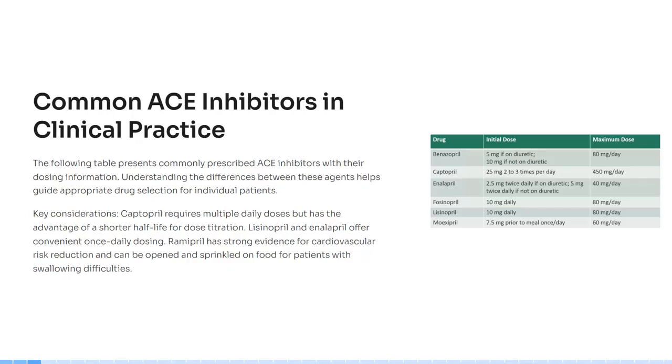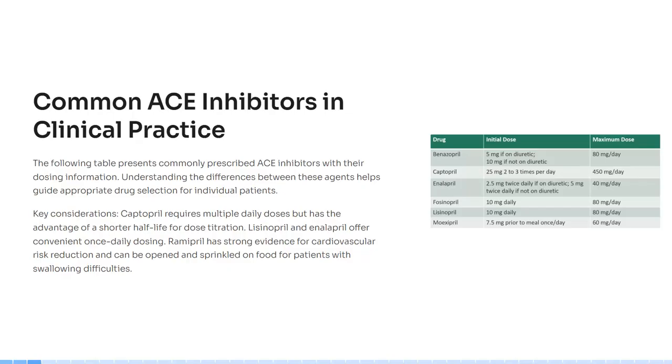Some common ACE inhibitors that we use in practice. One of the most common is lisinopril. You start that one off at 10 milligrams a day with a max dose of 80. Another that you'll see quite often is enalapril. That is 2.5 milligrams twice a day if they're taking a diuretic, and 5 milligrams twice a day if they're not, with a max of 40.